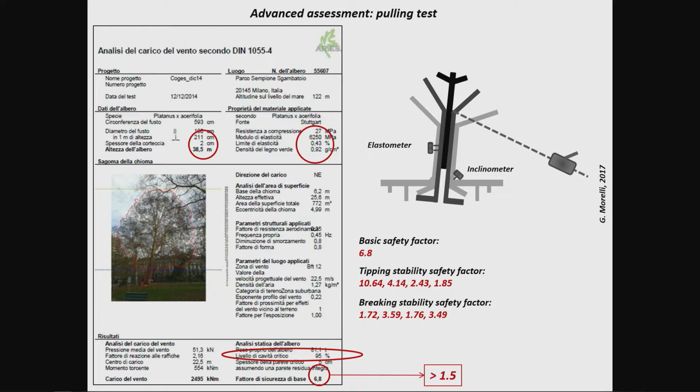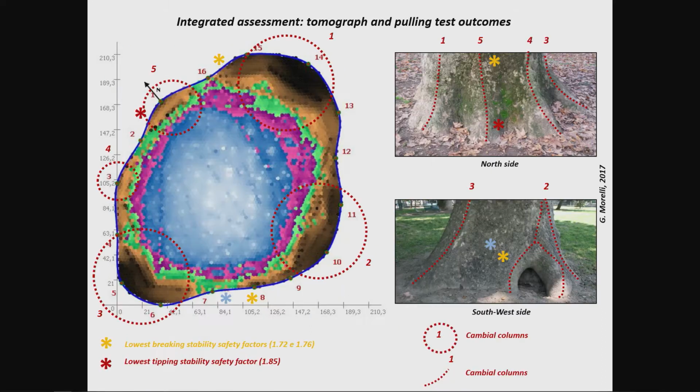And from the pulling test, we got some features, some numbers, and the tree is over the safety factor threshold, but we also have different numbers. I can explain this by looking at this other slide, because depending on where the instruments, the sensors, were, we got different numbers. For example, the lowest breaking stability safety factor was here, and we got the same here, while the lowest tipping stability safety factor, we got it here.